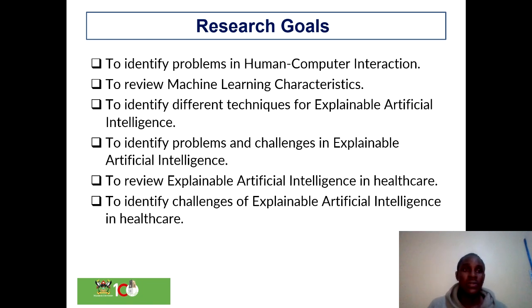So the research goals in this paper were to identify problems in human-computer interaction and review machine learning characteristics, looking at the different techniques of explainable artificial intelligence, and also identifying problems and challenges with explainable AI, and then reviewing explainable artificial intelligence in healthcare, and also the challenges of explainable AI in healthcare.